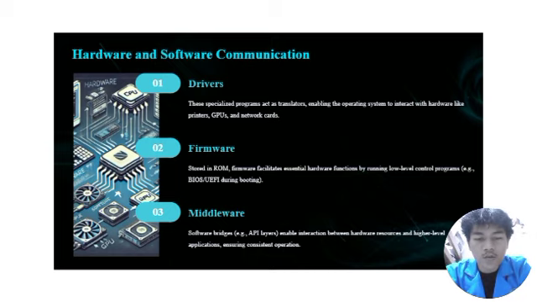Firmware stored in ROM facilitates hardware function by running low-level programs like BIOS and UEFI during booting. Middleware, a mid-level software bridge layer, enables interaction between hardware drivers and higher-level applications and ensures consistent operation.